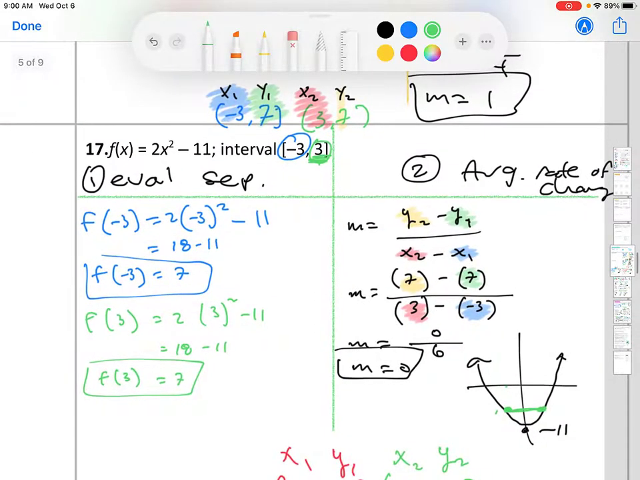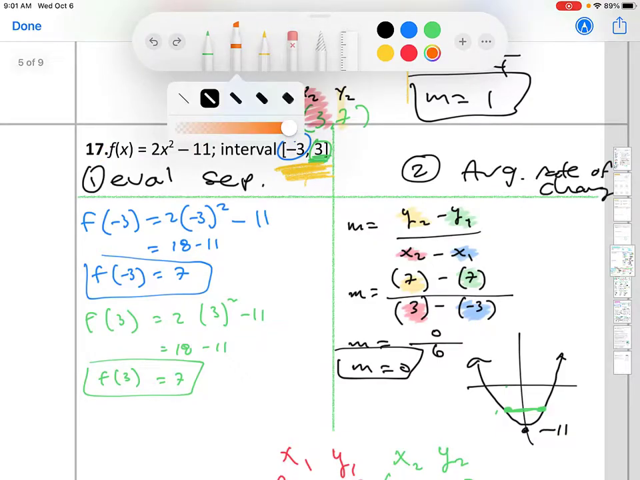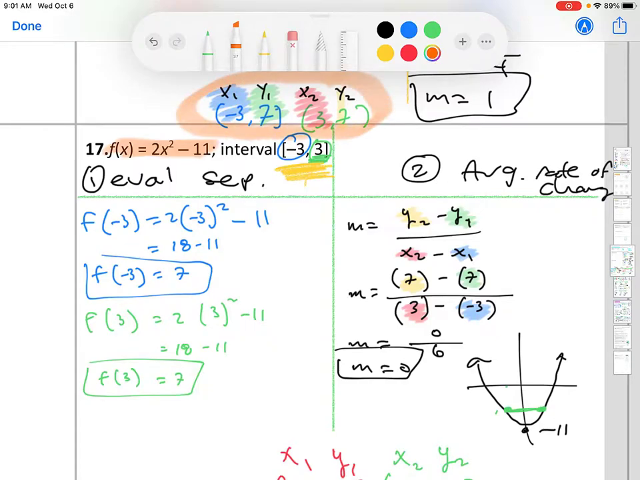Separate your interval. Remember, the interval that I'm talking about right here is not an ordered pair. It's saying start of the graph at -3 and go to 3. Put in -3 into the function. There's my work in blue. I got an answer of 7. Do a second mini problem. Put in 3 into the function. This one over here. And you get an answer of 7. You get these ordered pairs up here at the top. Write down your formula, substitute them in, and you'll get a slope of 0.